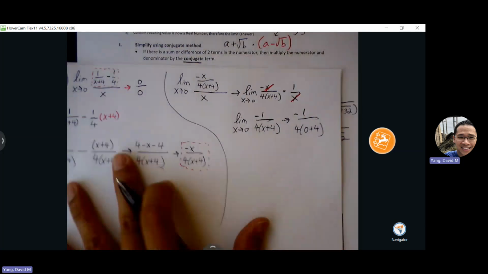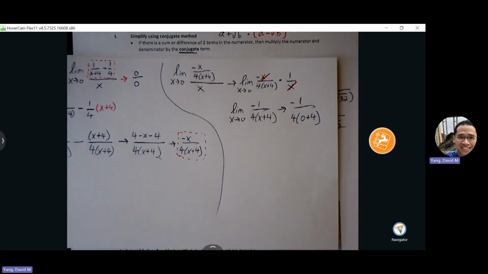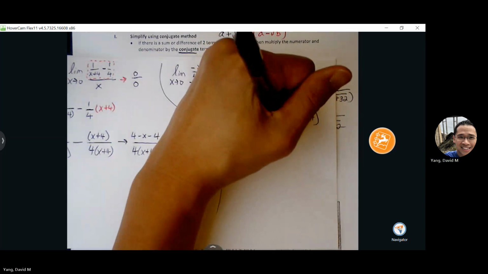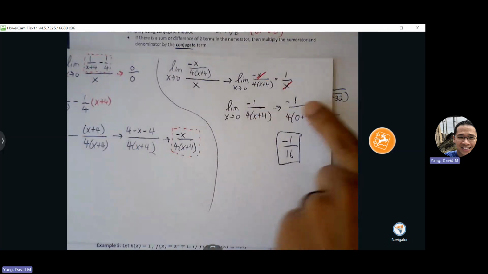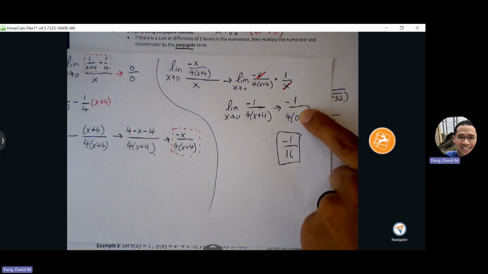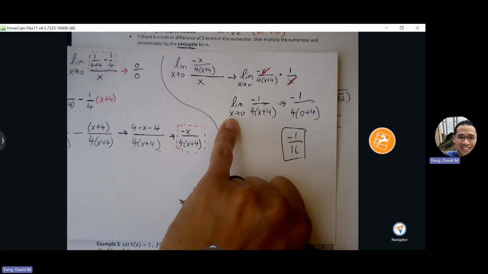My denominator ends up giving us what? Oh, yes, question. Go ahead. What's my cleaned up answer? -1/16. As soon as my variables disappear, I can just write the number down and I can drop the limit notation.